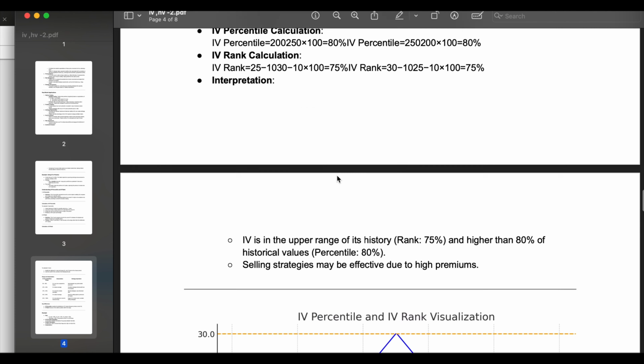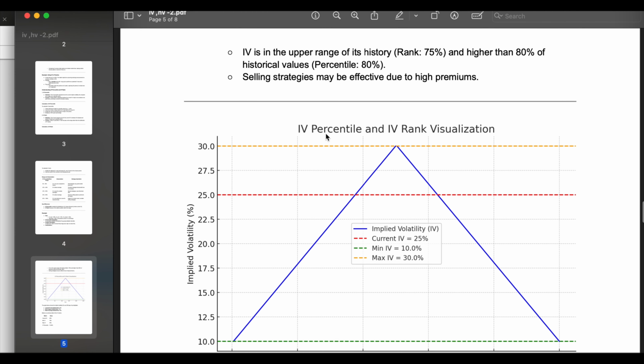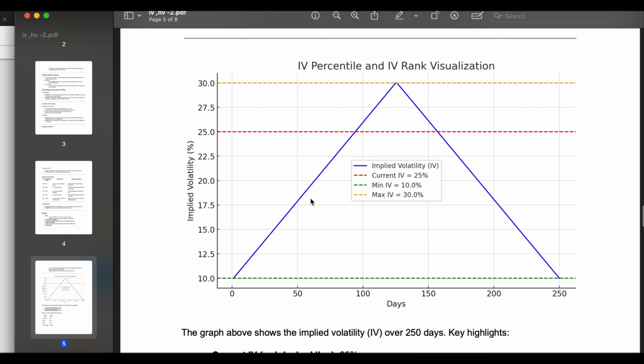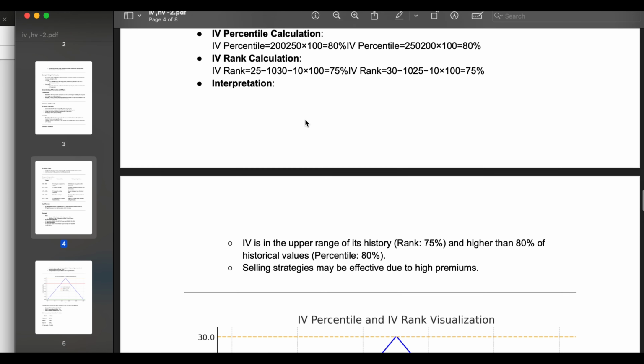So see this IV percentile and IV rank through the graph. IV days. So these are the IV percentile. Above example I have done.